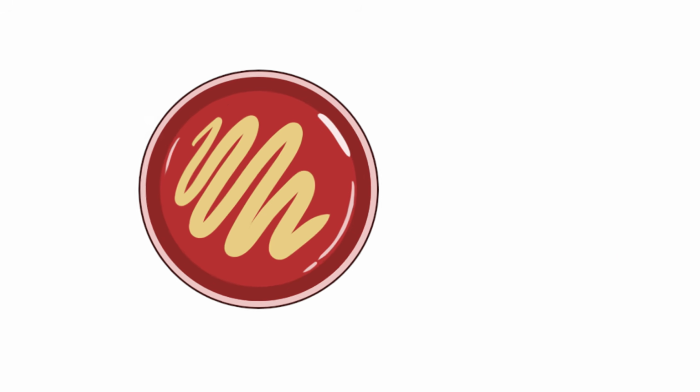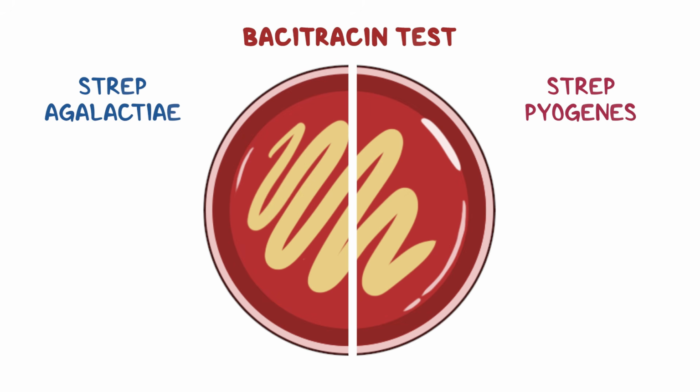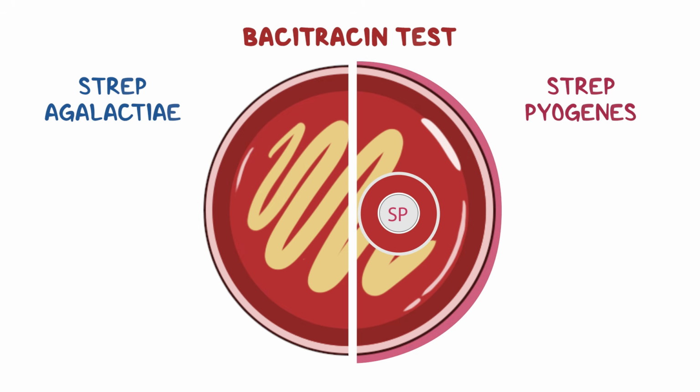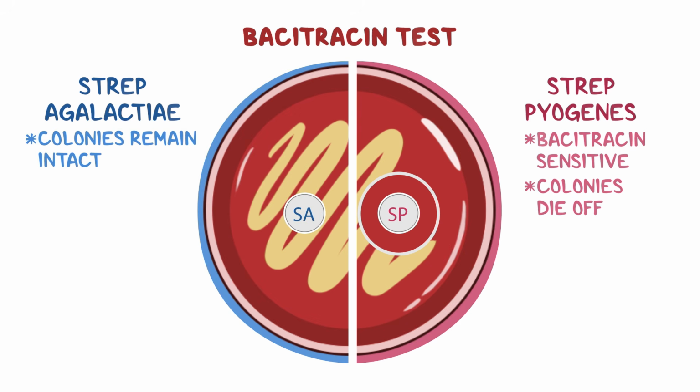But some other Streptococcus species, like Strep agalactiae, are also beta hemolytic. So a bacitracin test is done to distinguish strep pyogenes. That's when a disc of bacitracin is added to the blood agar. Strep pyogenes is bacitracin sensitive, so the colonies die off, whereas with Strep agalactiae, the colonies remain intact.